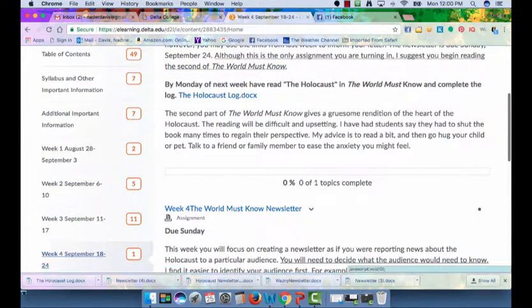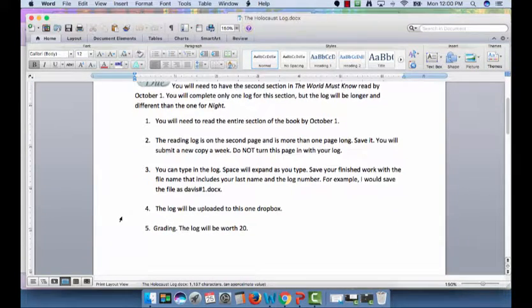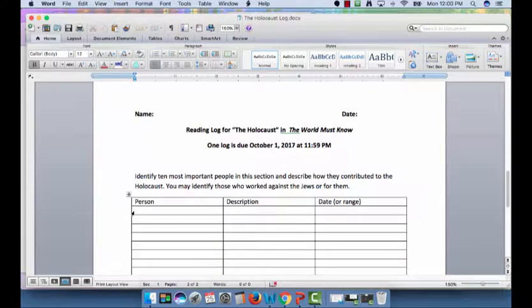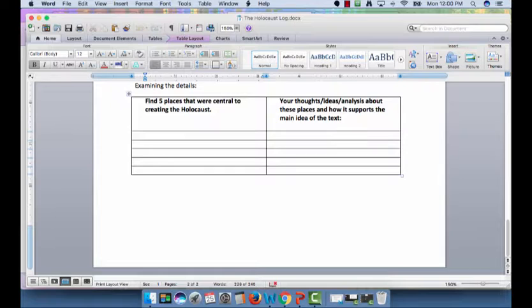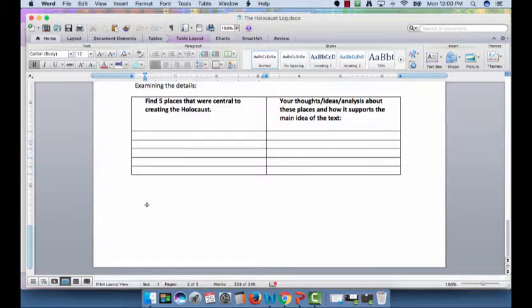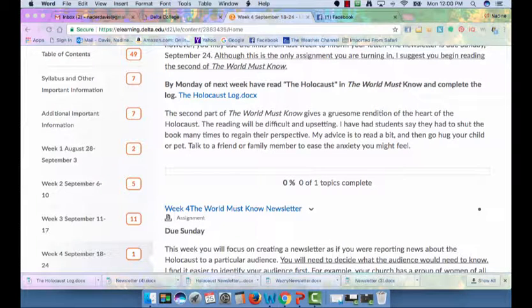Yeah, the Holocaust log. Notice it's almost the same procedure, but it's different this time. Instead, we're looking at persons rather than events. And then places, okay, this time. 5 places, 10 people, and that's it. But you're looking at it differently this time. So if you have any questions, please let me know.